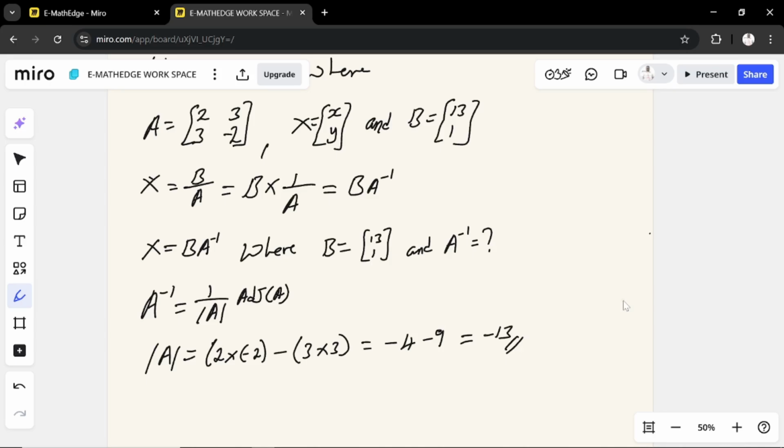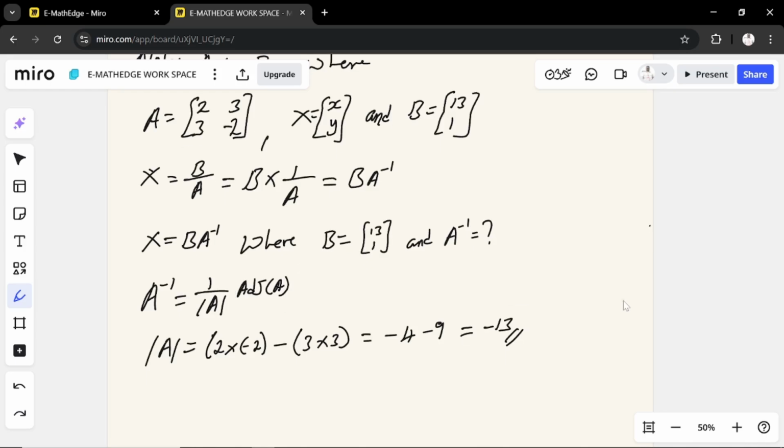Now the next thing to do is to obtain the adjoint of A. And like I earlier stated, to obtain the adjoint of A, what you are simply going to do is observe the elements in the main diagonal, which in this case are 2 and -2, right? So you are going to swap the elements in the main diagonal.